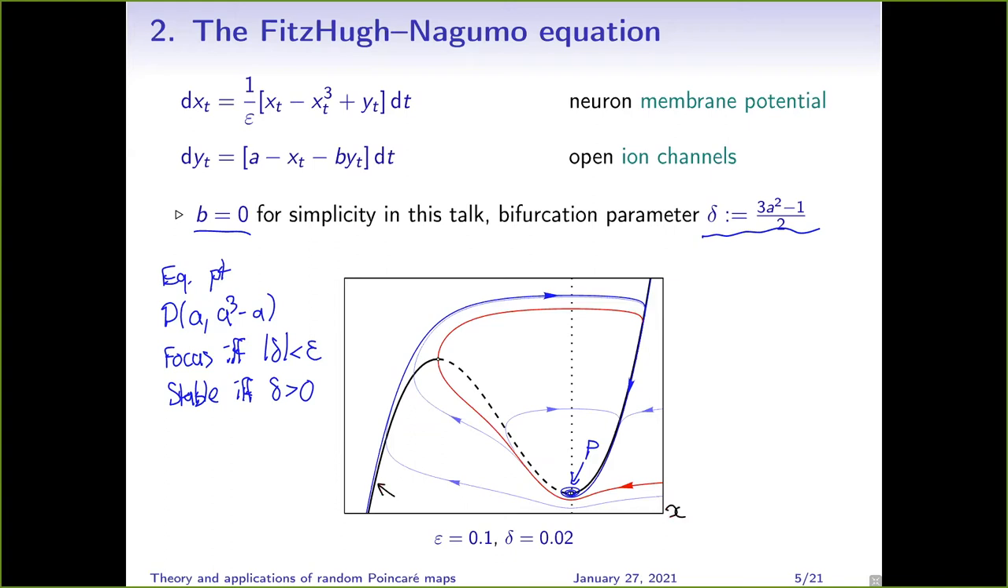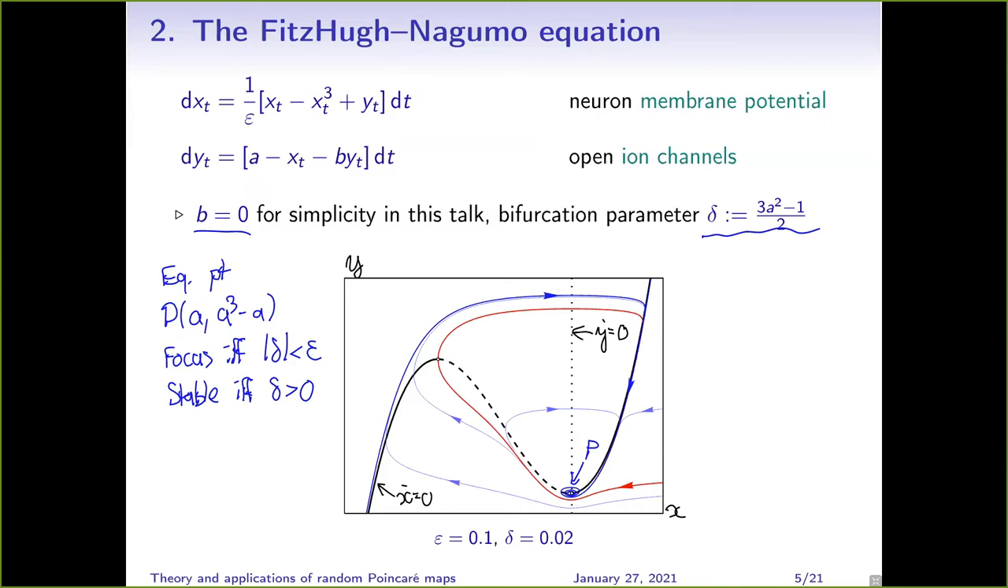So here are some orbits in the phase space. Here I have x and y. This is the nullcline x dot equals zero, and the dotted line here is the nullcline y dot equals zero. I have plotted a few orbits. The red one is a particular orbit which separates spiking and non-spiking motions. And you have this behavior here: delta is positive, so P is stable. Depending on where you start, you may make a big excursion, but then you just go to the stable point P, and then you remain there.